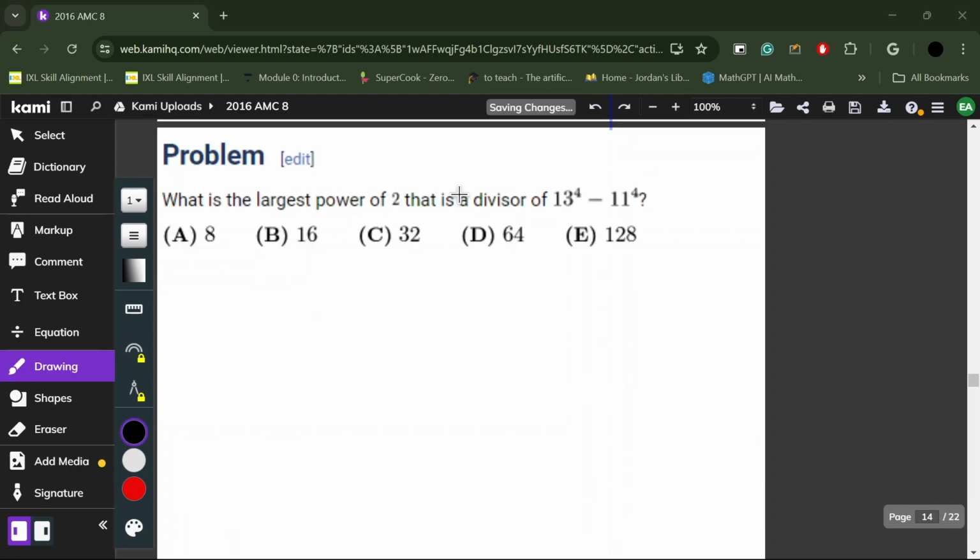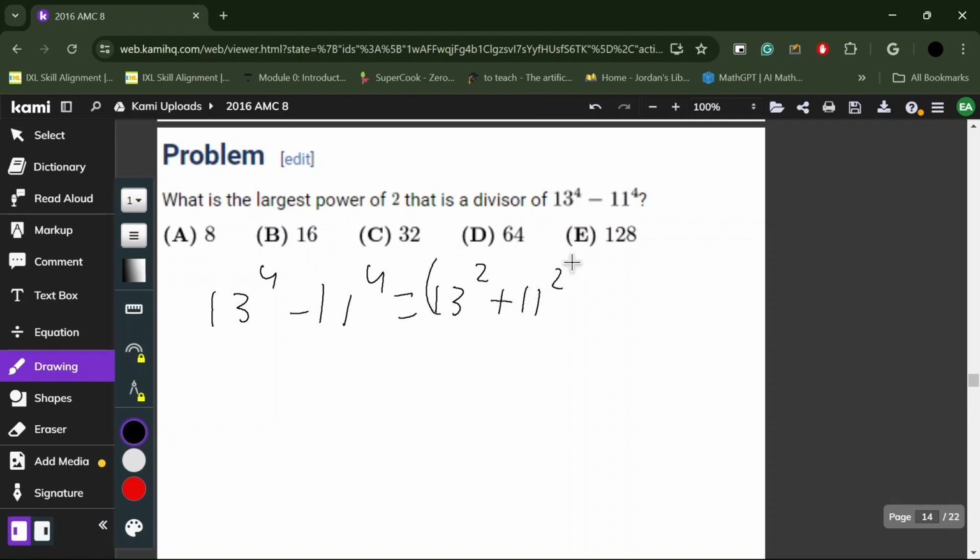What is the largest power of 2 that is a divisor of 13 to the power of 4 minus 11 to the power of 4? So for this problem, I'm going to write out the problem. That can be changed into 13 to the power of 2 plus 11 to the power of 2, times 13 to the power of 2 minus 11 to the power of 2.